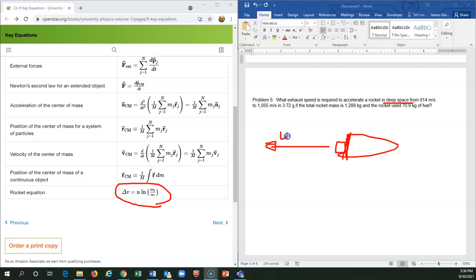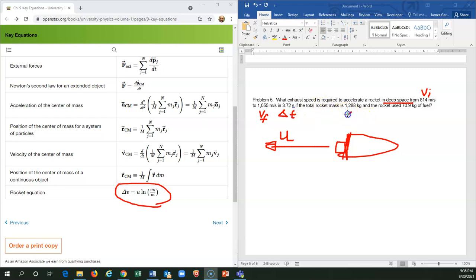And the exhaust on a rocket comes out at really high velocity in order to provide you with the propulsion that you need. And this rocket starts off at some initial velocity VI. It ends up at some final velocity VF. The rocket fires for some time delta T.